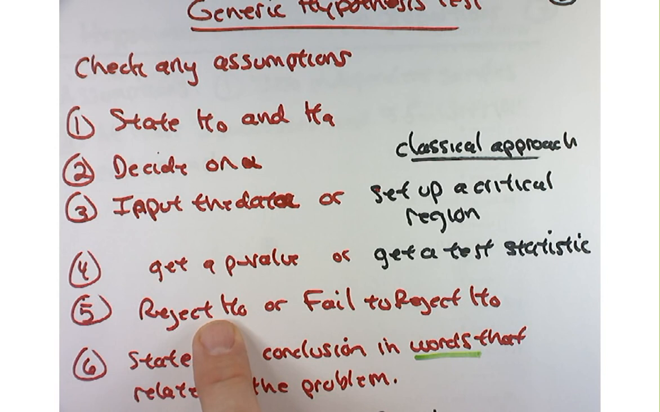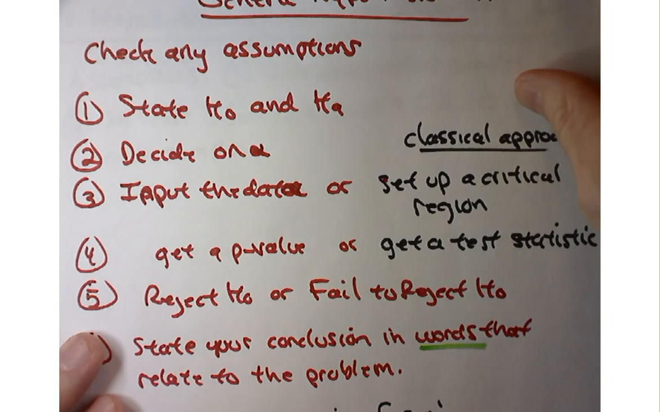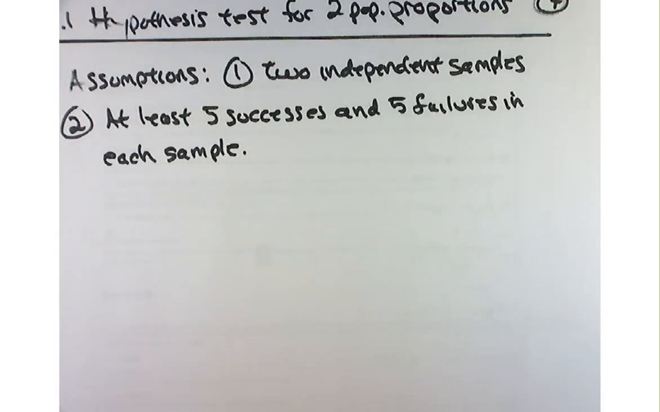Anyone? P is less than alpha. If your p-value is low, H0 must go. And the last but not least, state your conclusion in words. All right, so let's give that a shot.